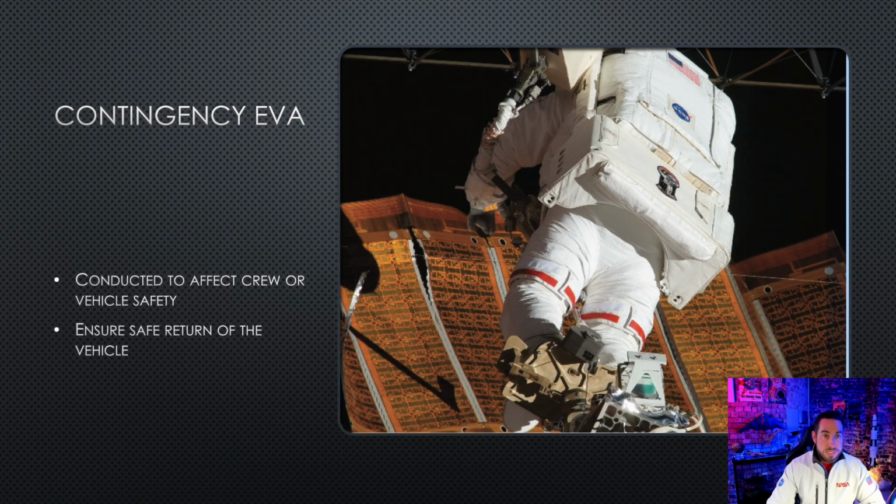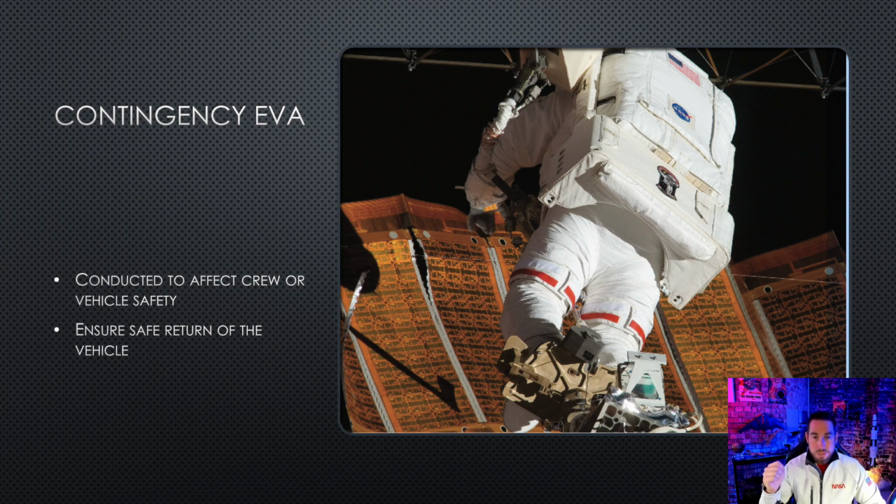Then you have contingency EVAs, which is another type of off-nominal, but this is a lot more dangerous. This is done when something has to be done to affect either the crew or the vehicle safety.